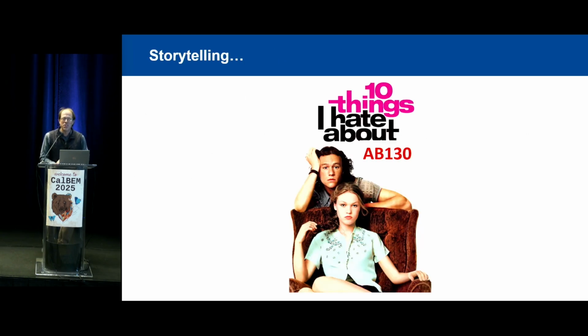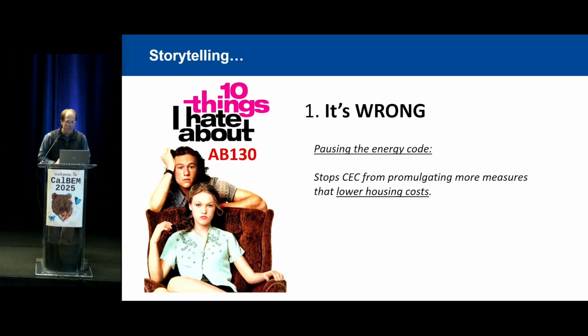Okay, wanted to shift to a big challenge: ten things I hate about AB 130. Because this is a story, transitioning to challenges in storytelling. Number one, we talked about how energy efficiency is the biggest no-brainer of all time. Pausing the energy code is the biggest, dumbest thing to do because it stops the CEC and our regulatory authorities from promulgating measures which lower housing costs, right?